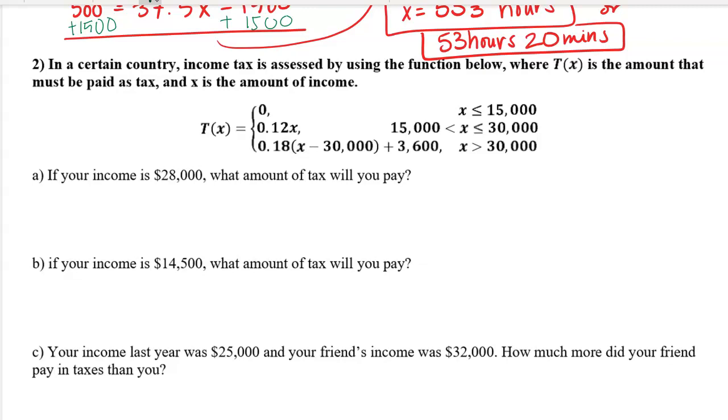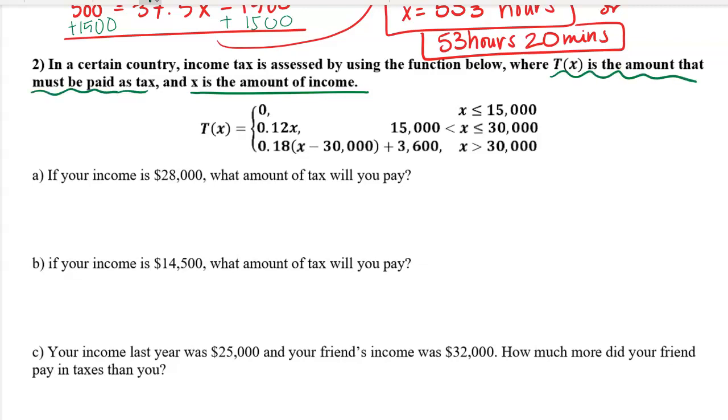Right? Part A said, so let's first look at the variables. What does x represent in this problem? Yes, good job. Okay, so x is the amount of income. What is T of x? What does it represent? The amount of what? That you're going to pay, yep. T of x is the amount that must be paid as tax.